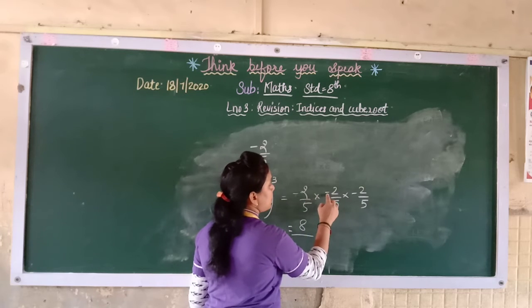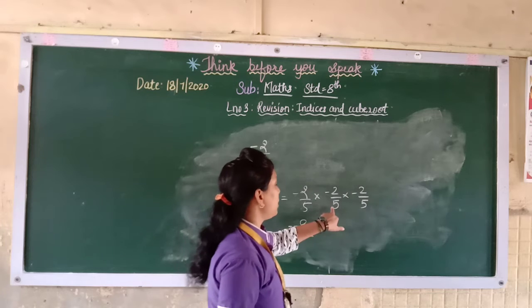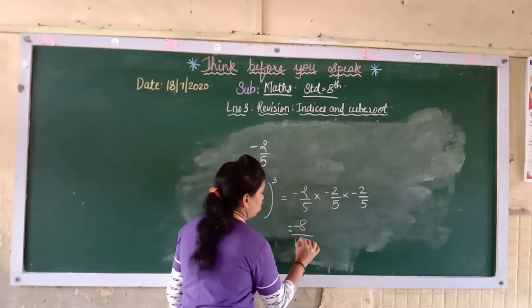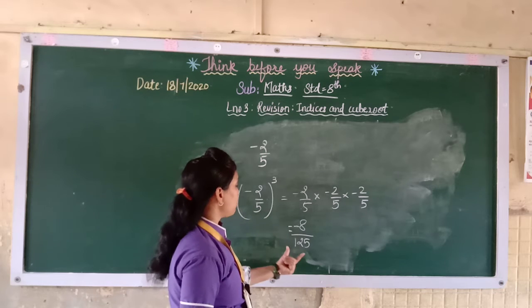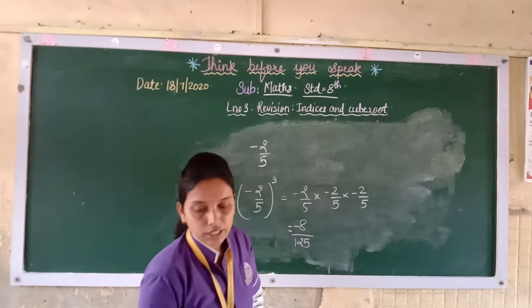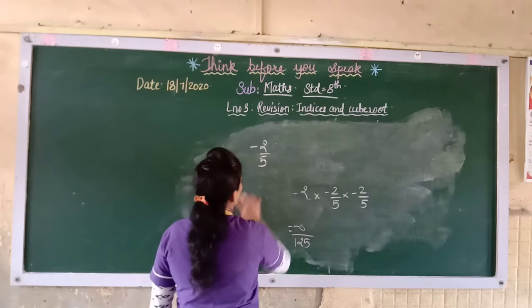Minus into minus is plus, plus into minus is minus, so the minus sign will come. 5 5s are 25, 25 5s are 125. So the cube of minus 2 by 5 is minus 8 upon 125. So this is how you have to find the cube. This part is easy.